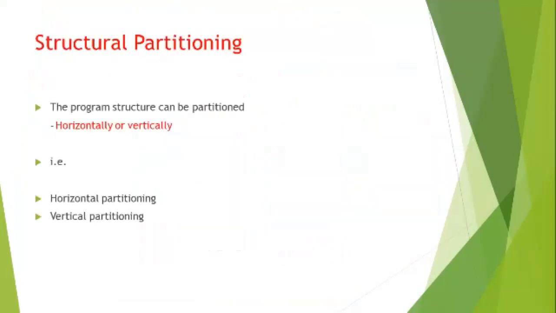First one is structural partitioning. In that, the program structure can be partitioned horizontally or vertically. That means the structure is horizontally or vertically partitioned.